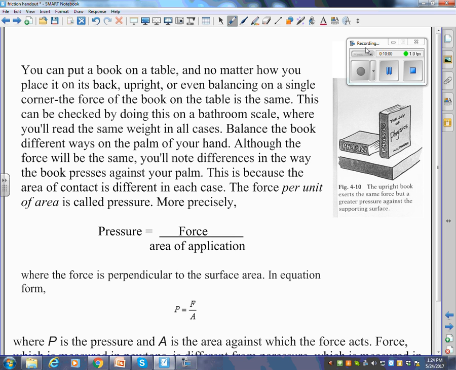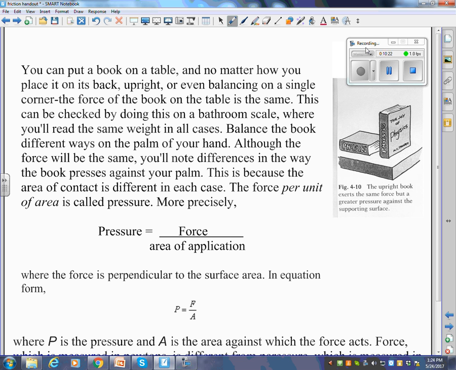As long as the surface is the same, right? So if the frictional coefficient is some value, that's the same, that's the same. What am I changing? Changing the area of contact, aren't I, right? Pressure.